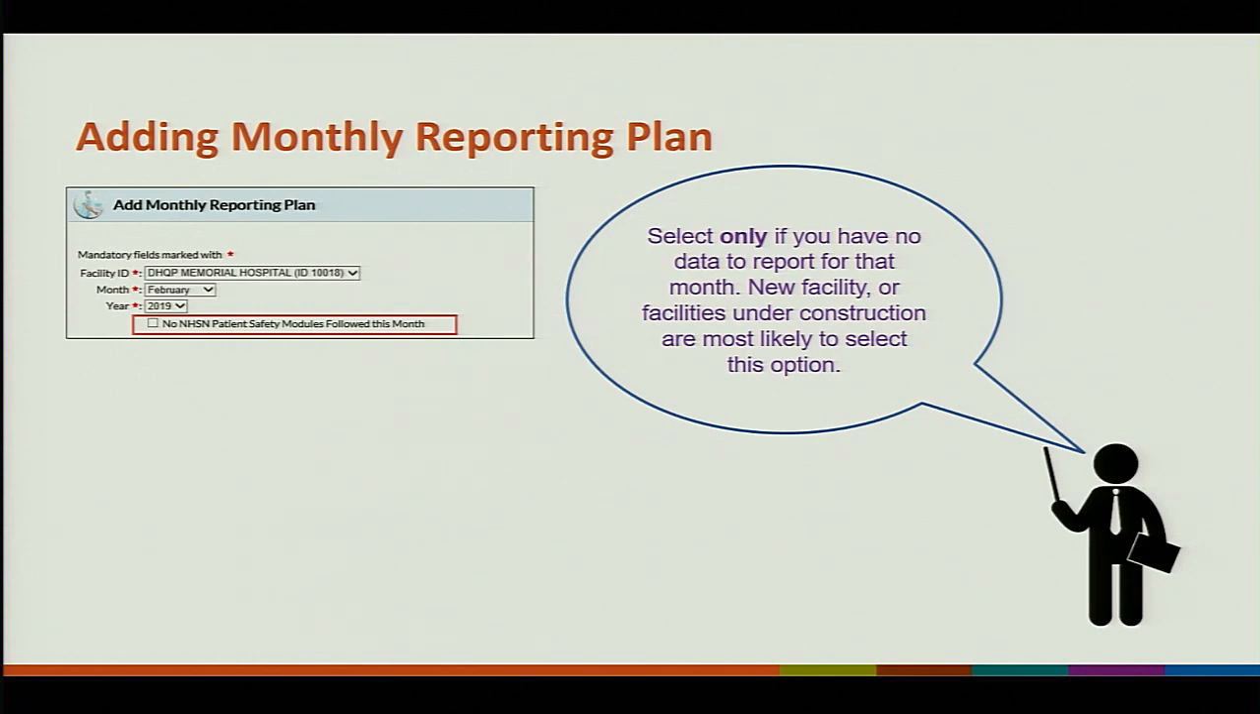Now, for whatever reason, you may not have data for a specific month. There's no locations, no events, no procedures happening. Maybe a facility closes for renovations. Sometimes this does happen. If there's nothing to report, you can simply select no NHSN patient safety modules followed this month. That'll gray out all the options you have to report for the reporting plan. You'll save it and move on.